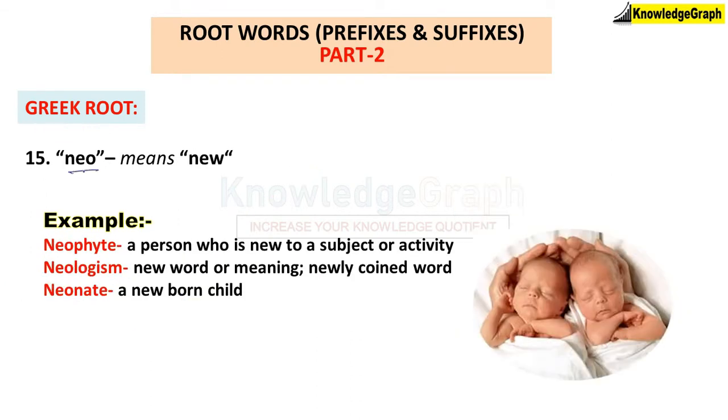Next you have neo. Neo is again a Greek root word which means new. So neophyte, a person who is new to a subject or an activity. So basically a novice. So neophyte is a person who is new to a subject or activity. Neologism is a new word or meaning, a newly coined word.